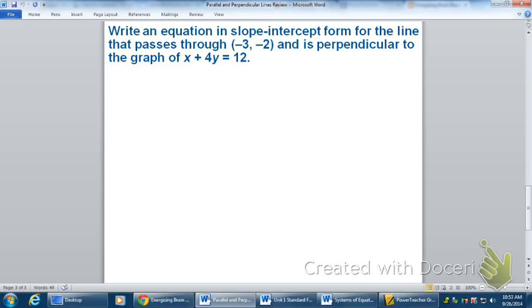Okay, so we know we're going to have to write an equation in that form. It has to pass through the point (-3, -2), and it is perpendicular to the graph of x plus 4y equals 12. So our slopes are going to be reciprocals: flipped, and negative. What form is that? That's standard.